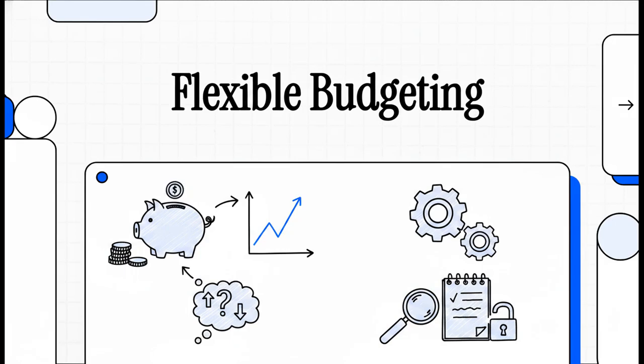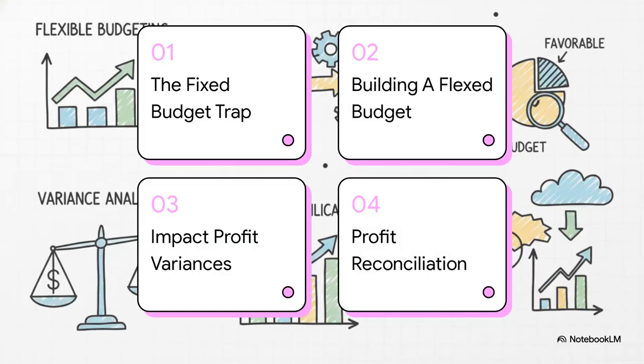Okay, let's just dive right into this explainer and completely demystify flexible budgeting and profit reconciliation. If you've ever looked at a company's end-of-month financials and thought, wait, why doesn't the actual profit in the bank match our original plan at all? Well, you're in the exact right place. Today, we're going to unlock exactly how management accountants solve that mystery, and we'll use some real-world business scenarios to do it. To keep things moving, here is our quick roadmap for today.